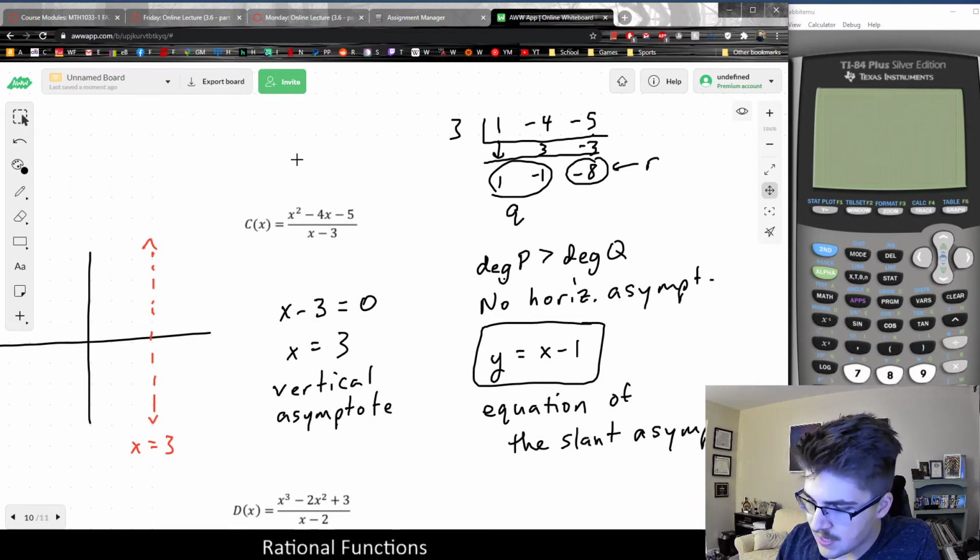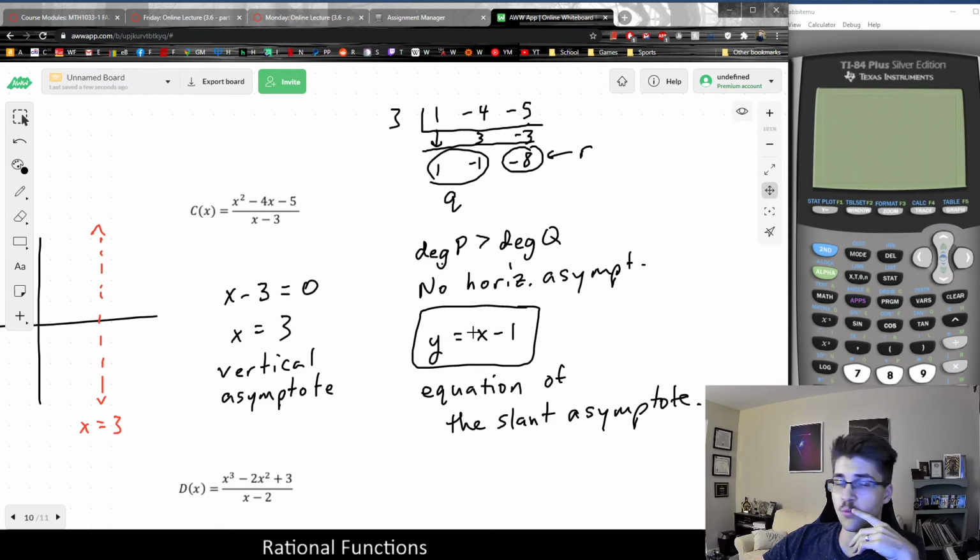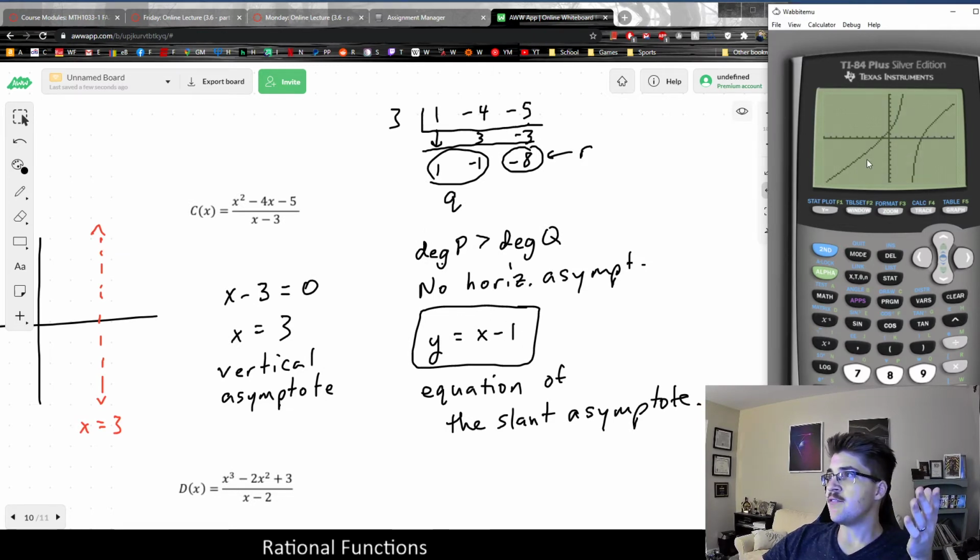And notice that equation, it's actually just a linear equation, right? y equals mx plus b. It has a slope of 1 and a y-intercept of minus 1. And basically, there's going to be a slanted line, which is the asymptote. That's exactly what this is. It's a line. It's the equation of a line.